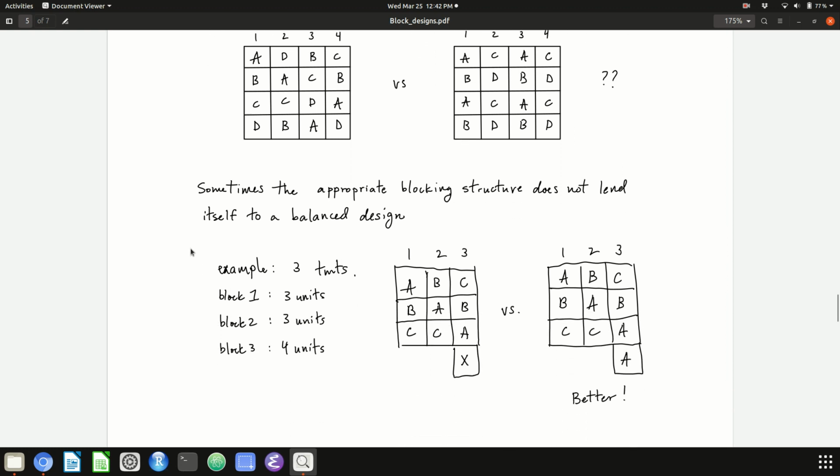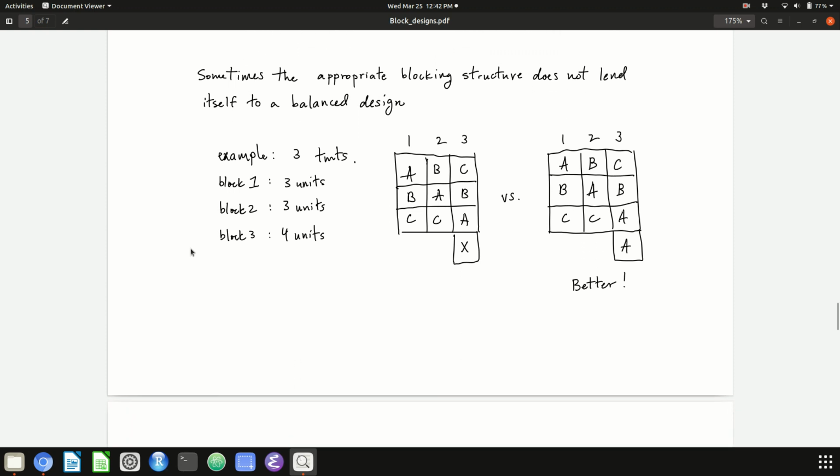Another situation is where the appropriate blocking structure might not lend itself to a balanced design. So here's one example. You have 3 treatments, A, B, and C. The first block has 3 units, the second block has 3 units, and the third block has 4 units. So in a diagram, you can think of it like this, where these are the units in block 1, these are the units in block 2, and these are the units in block 3.